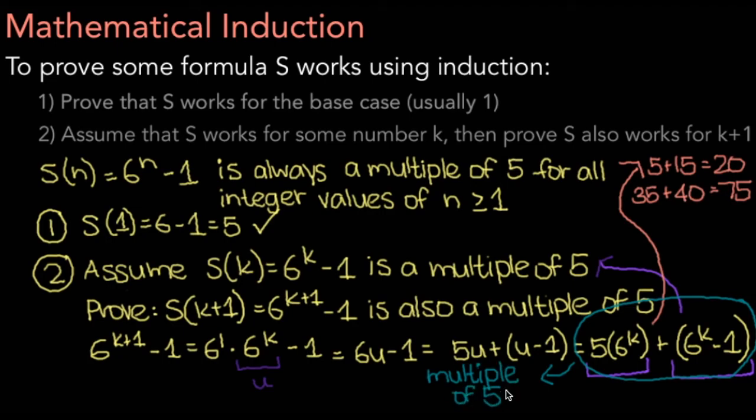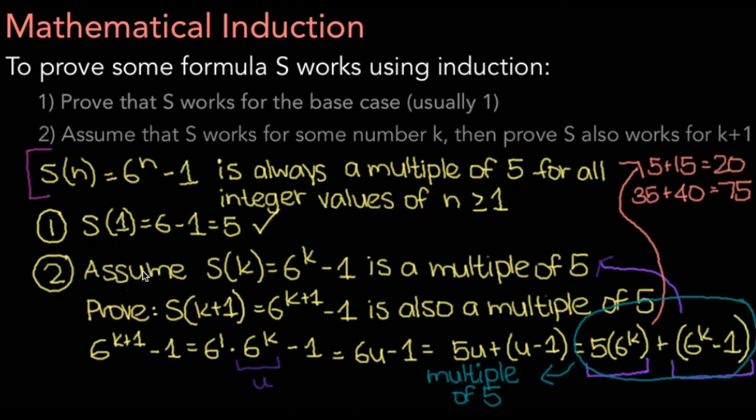And thus we have proved that 6 to the power n minus 1 is always a multiple of 5 for all integer values of n greater than or equal to 1. And we can use the same reasoning as I used in the last problem to justify that this indeed proves that this statement is true. We know that this statement is true for the base case. That's what we did in step 1 here.